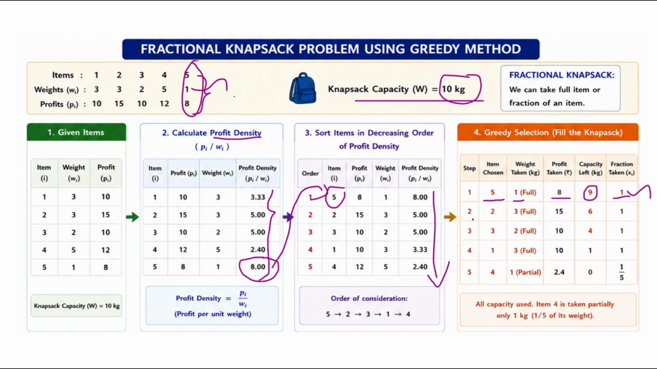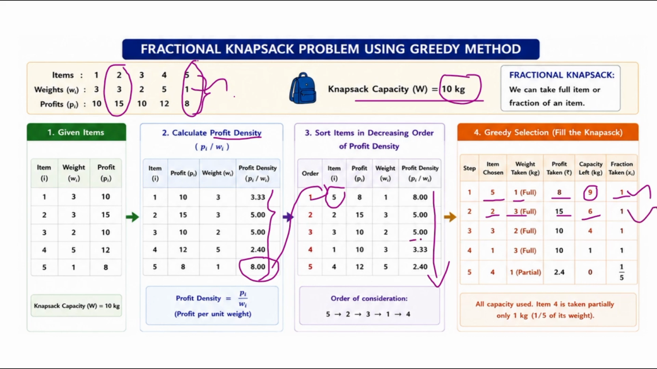Clear? So what is the next highest profit density? That is item number 2. The item number 2 weight is 3 and profit is 15, right? The capacity left is 9, so here we can add the full item, because the available capacity is 9, we can take the whole item. Weight of item number 2 is 3, so 9 minus 3, the capacity left is 6. So here also we take the whole item. Put it as 1 here.